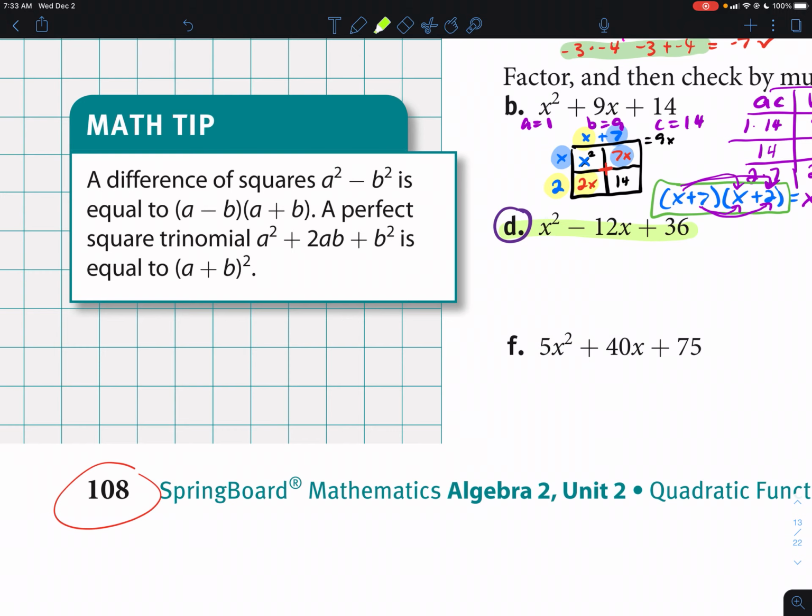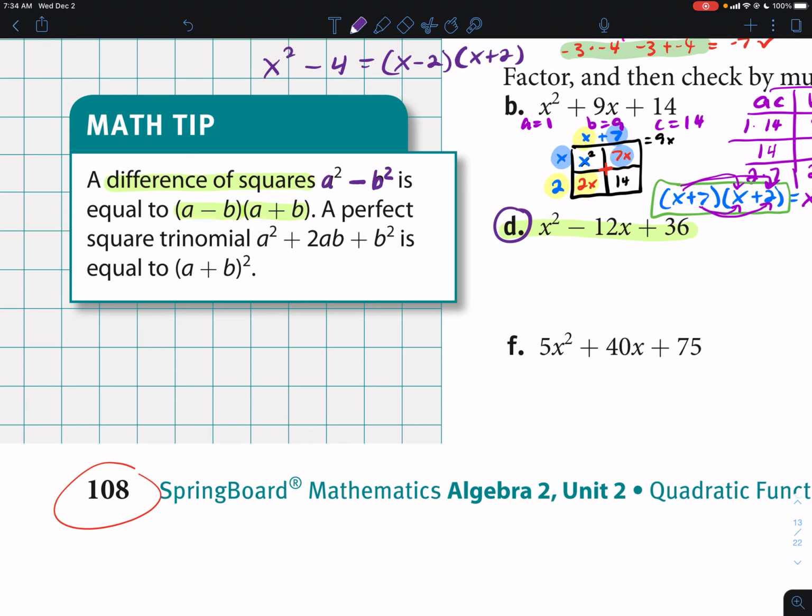It talks about two different things. It talks about what's called a difference of squares, and it gives you an example here. You've got a squared minus b squared. So like something like this, x squared minus 4. 4 is a perfect square. And that is equal to, basically take the square root, one will be x minus 2 times x plus 2. And so that's one special relationship.